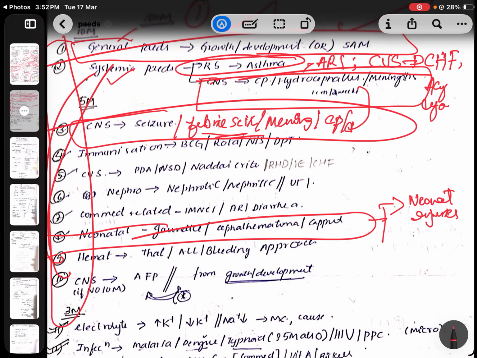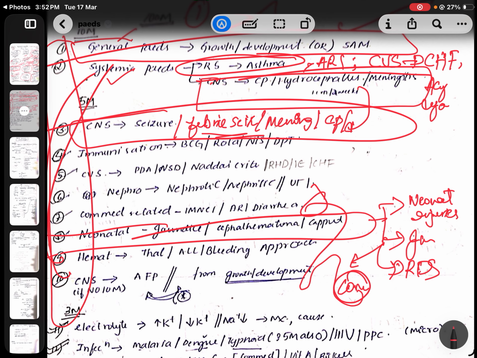Again, the next important thing you need to study is the major 2 conditions, that is jaundice and RDS. Then something related to comet related thing. Again, this is a separate thing, so I am not clubbing that under this part, but one related to neonatology and one related to immunization has to come. These are some questions which have come.